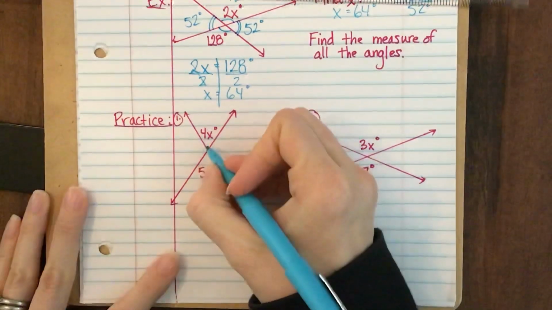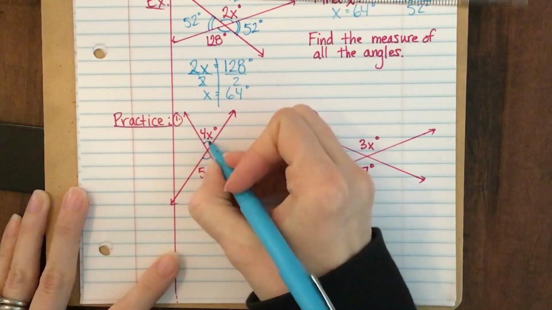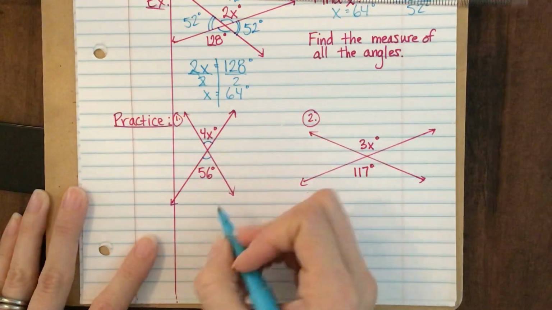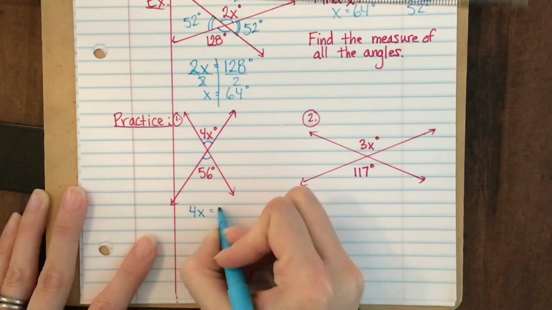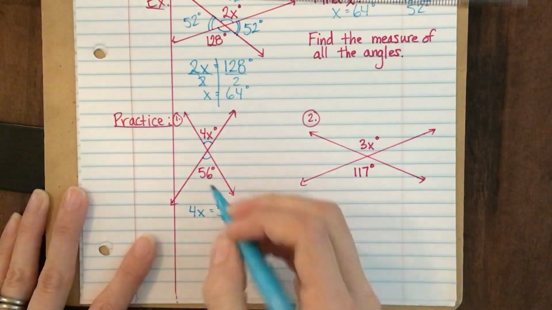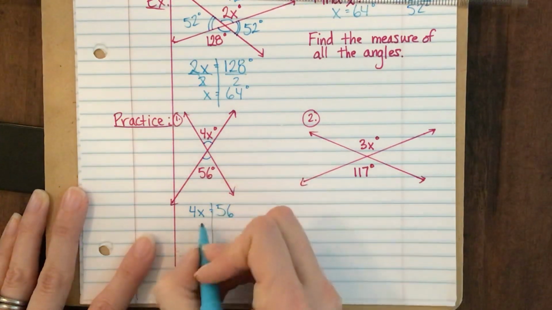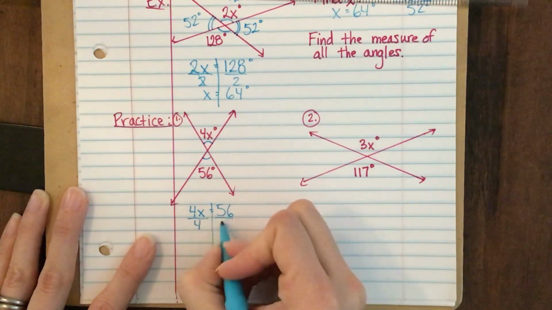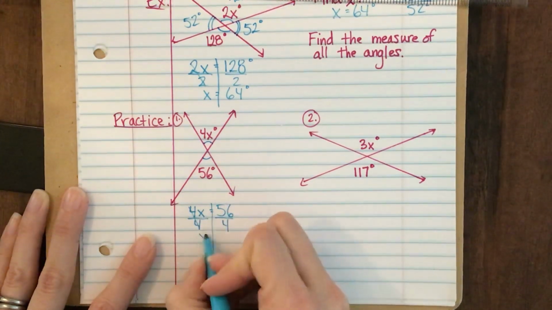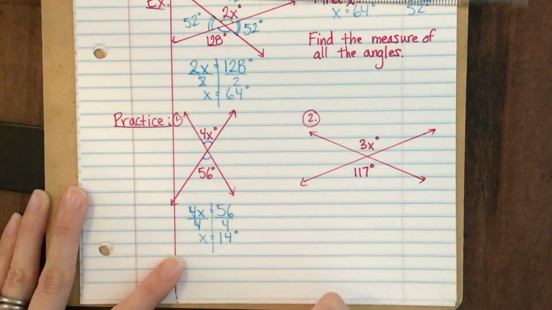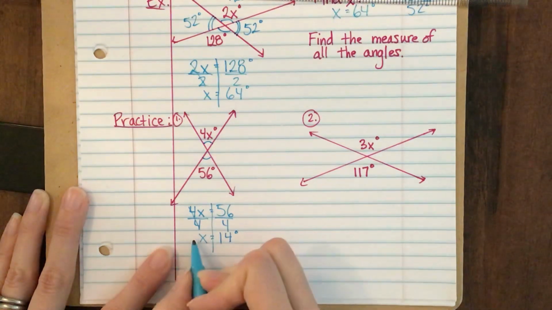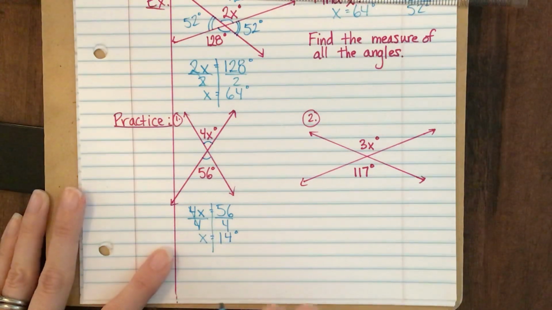First of all, these are vertical angles, which means that they're equal to each other. The measure of those angles is equal to each other. So that means 4x is equal to 56. So we're just going to solve for x. And we get that x is equal to 14. Okay? So this is x. And now we're going to find the measure of all the angles.